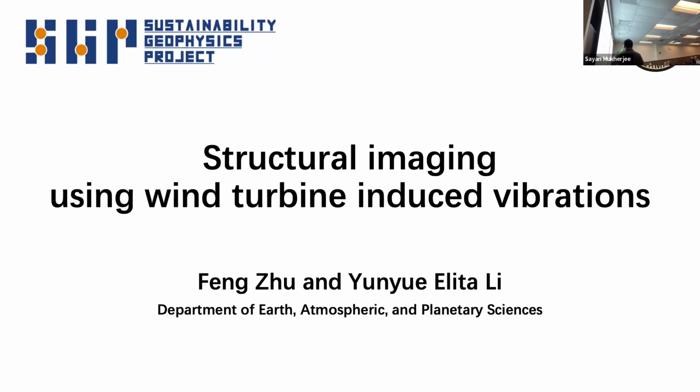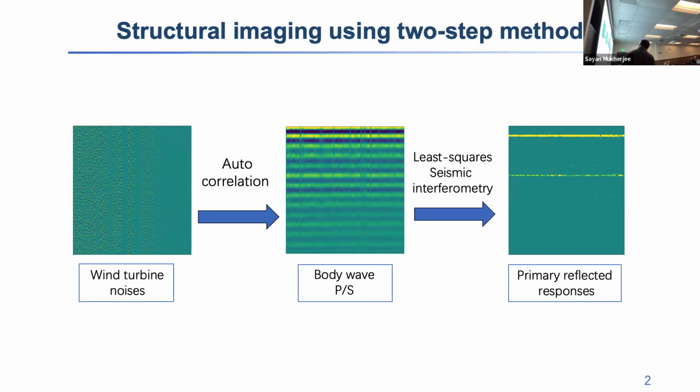In this presentation, I will talk about how to use wind turbine noise to image the subsurface structure. This is a new method, and it combines two steps. In the first step, we use the wind turbine noise to retrieve the reflected body waves. We get both the P wave and S wave.